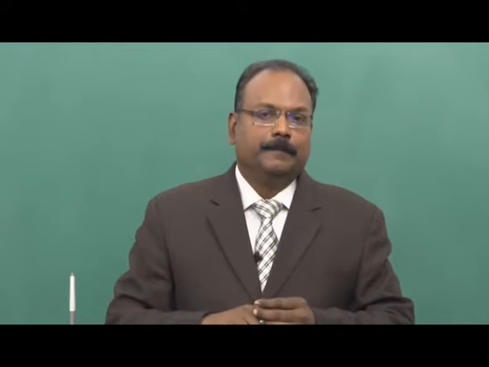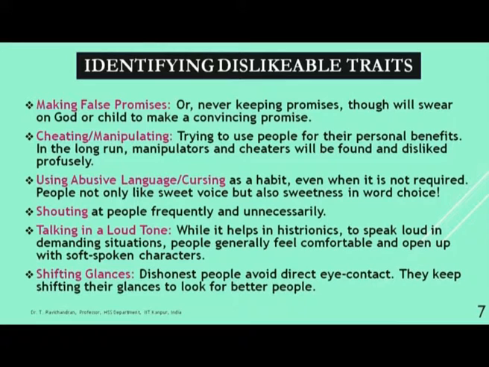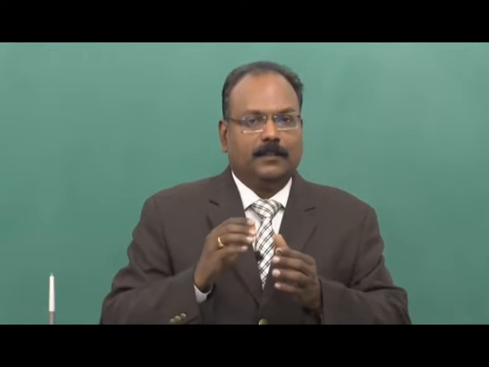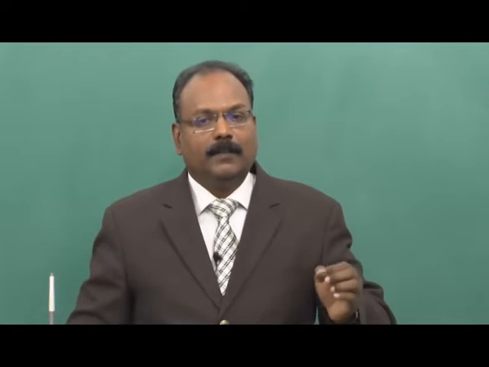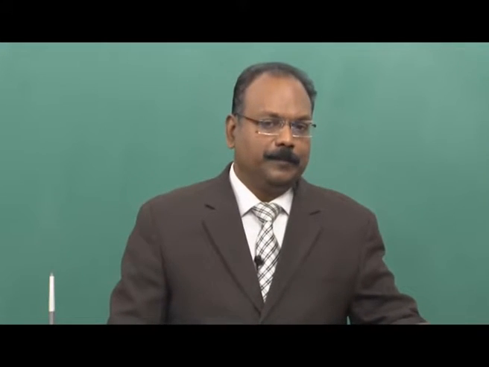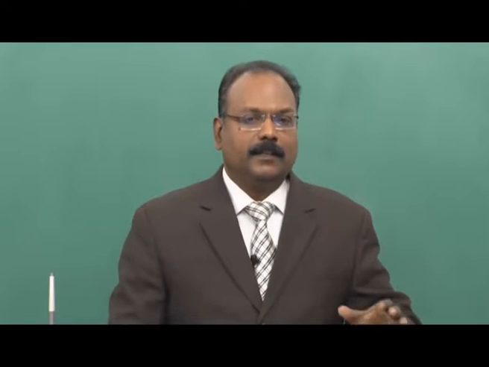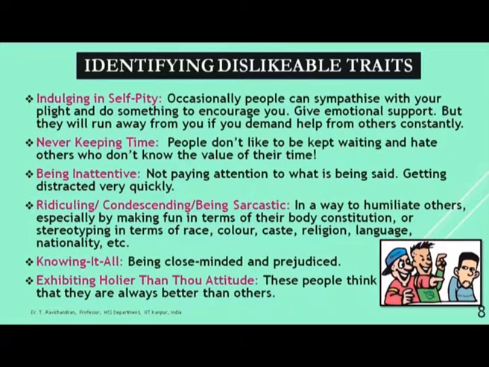Another trait for identifying fake people is their shifting glances. Dishonest people will avoid direct eye contact. They keep shifting their glances to look for better people, and if they see somebody better coming around, they will just leave you in the lurch and go and talk to the other person. So, this shifting of glances, not maintaining direct eye contact, will indicate that the person is not genuine, and it will create dislike in relationships.